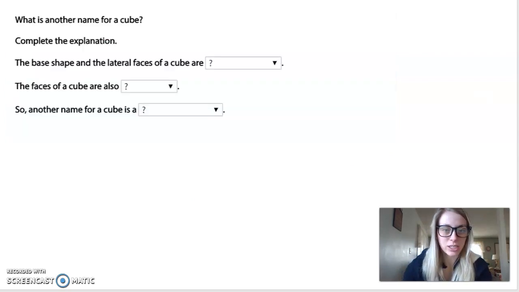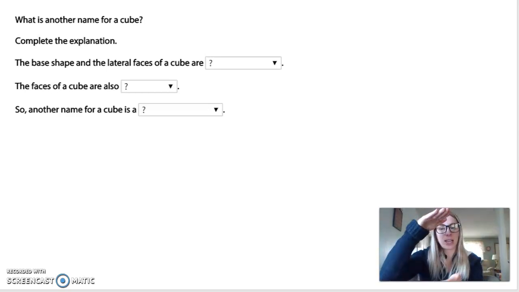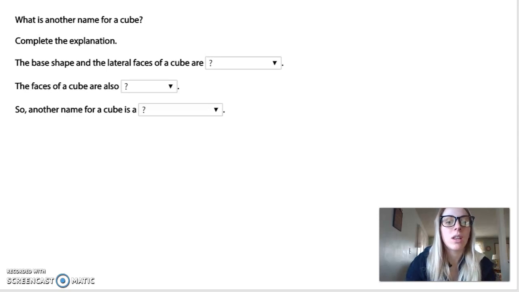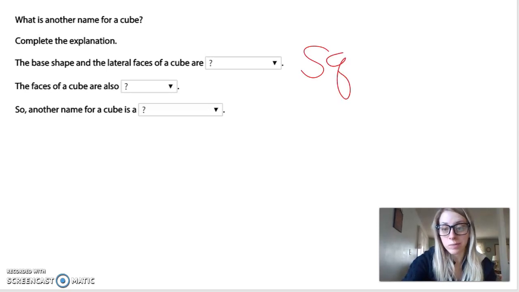All right, moving on to our next question. Some of the questions you get today are going to have just words, and you have to read them carefully because they're trying to get you to define these different polyhedrons. It says, what is another name for a cube? Think of a cube, I'm thinking of a Rubik's Cube in my head. It says complete the explanation. The base shape of the lateral faces, which are, remember, the sides, not the sandwich, but the sides. The base shape and the lateral faces of the cube are squares.